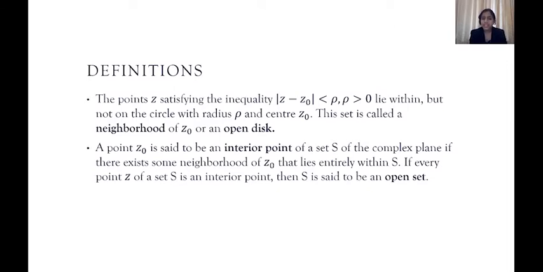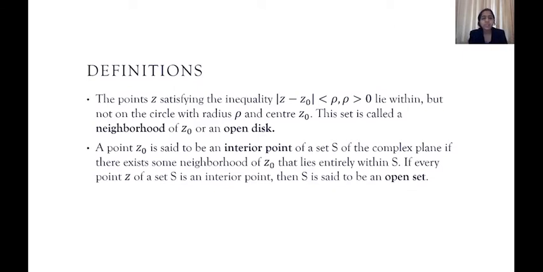This set of points, or this collection, will be called the neighborhood of z dot, or an open disk. It is open because we are not considering the boundary points, the points on the circle mod z minus z dot equal to rho. So this is called the neighborhood of any point, or it is also called the open disk.